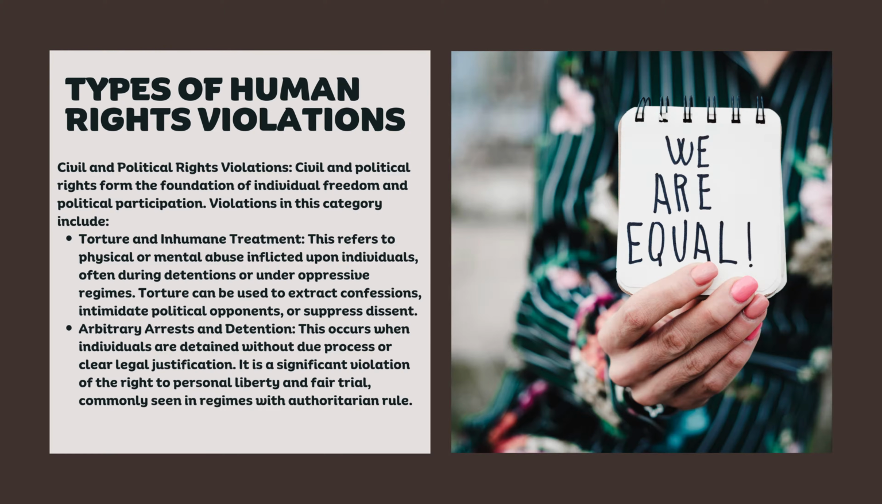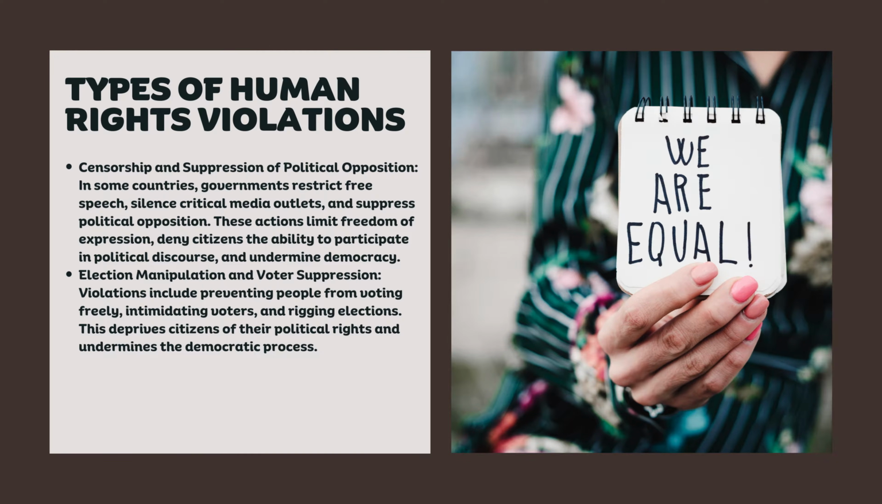Arbitrary arrests and detention. This occurs when individuals are detained without due process or clear legal justification. It is a significant violation of the right to personal liberty and fair trial, commonly seen in regimes with authoritarian rule. Censorship and suppression of political opposition. In some countries, governments restrict free speech, silence critical media outlets, and suppress political opposition. These actions limit freedom of expression, deny citizens the ability to participate in political discourse, and undermine democracy.